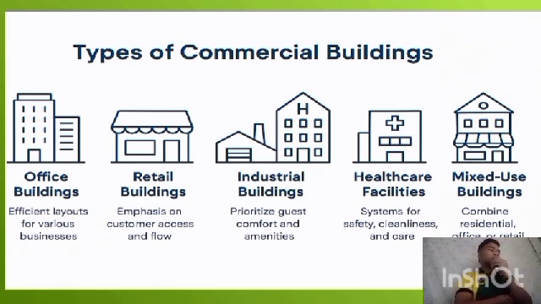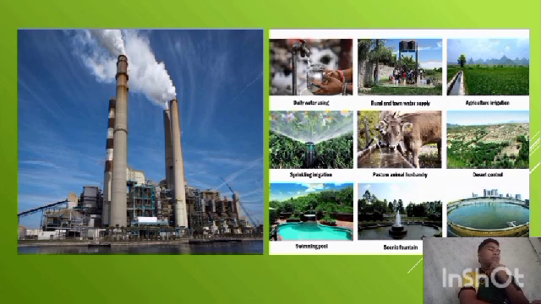Then the types of commercial buildings: the office buildings, retail buildings, industrial buildings, healthcare facilities, mixed-use buildings, and the industrial buildings for the pastures, daily water using. That is the example of the broad land use categories.